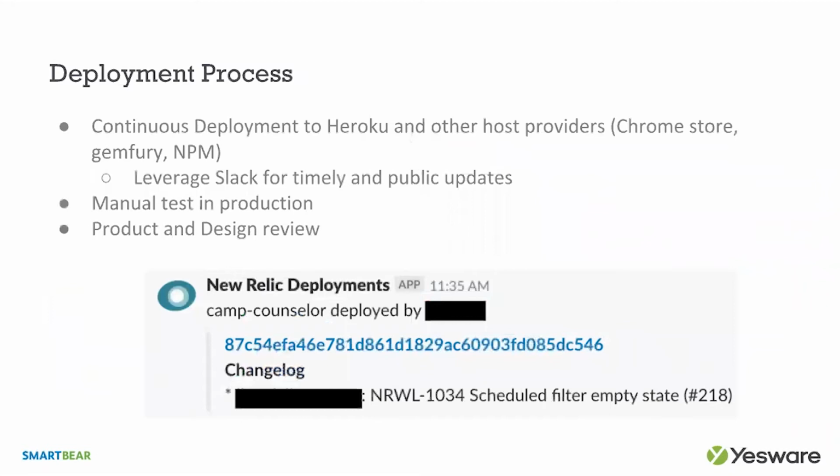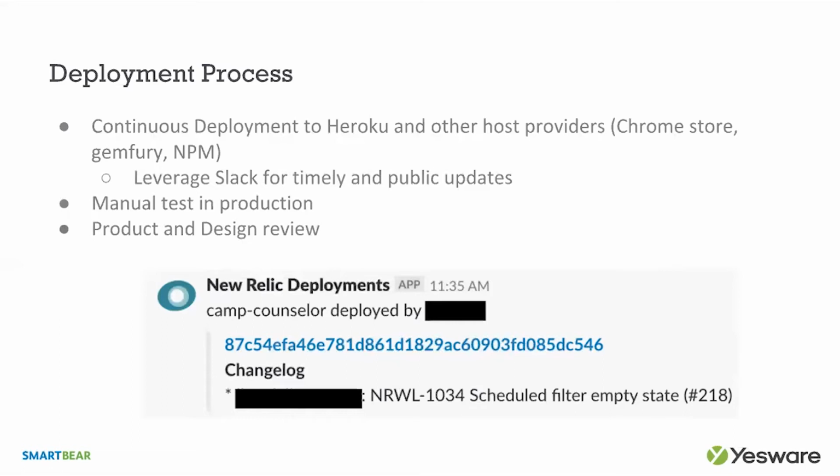Once a specific pull request has been approved, it's time to deploy that code. As soon as code is merged, engineers are responsible for deploying the new code to production or other providers. That might be Heroku, Chrome Store, GemFury, NPM. Every engineer is able to deploy every service or library at any time. Because the changes between deployments are isolated via microservices and the code changes are small, we are able to find and fix or revert problems quickly without affecting other areas of the code base.